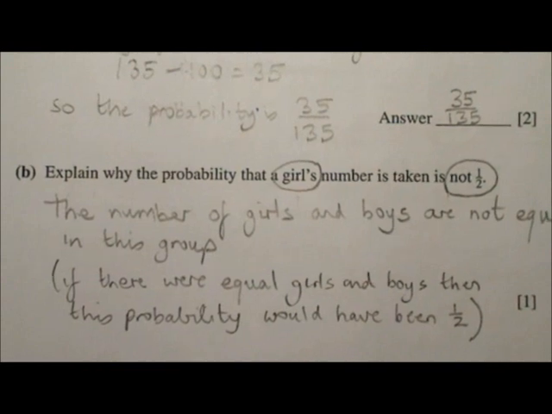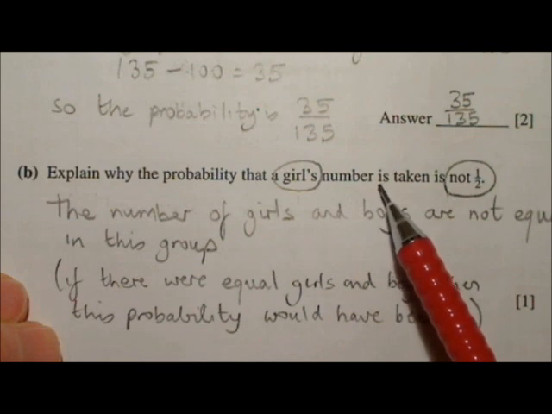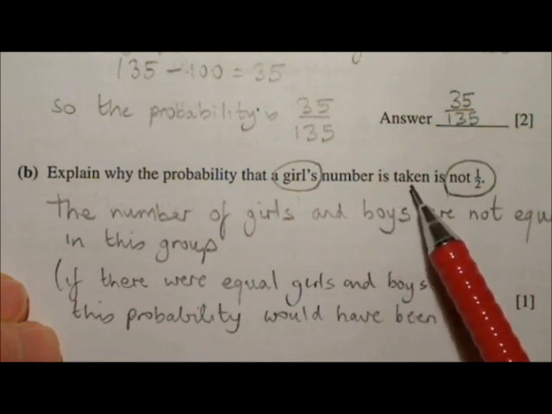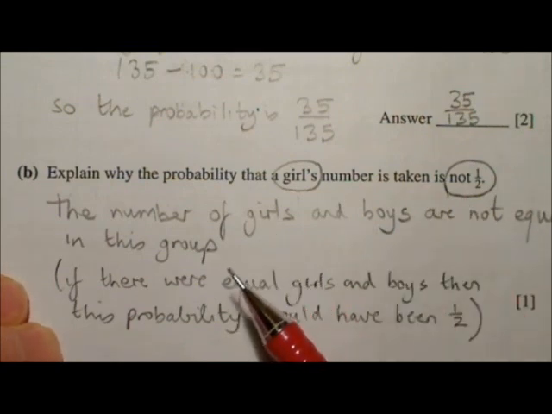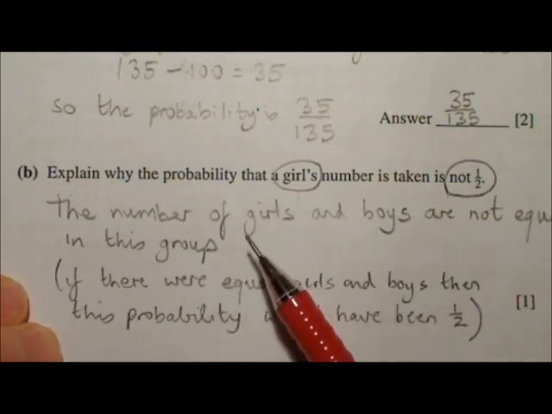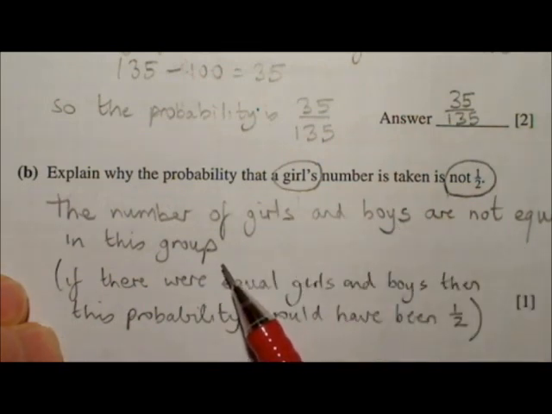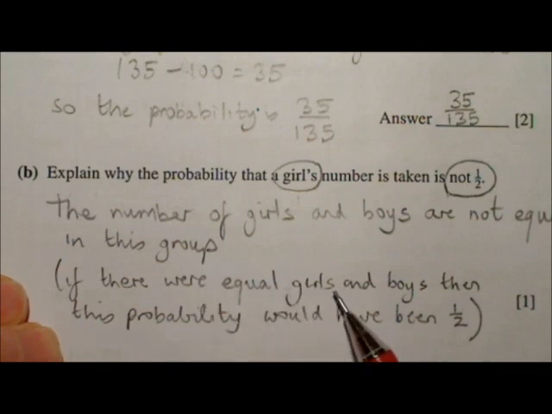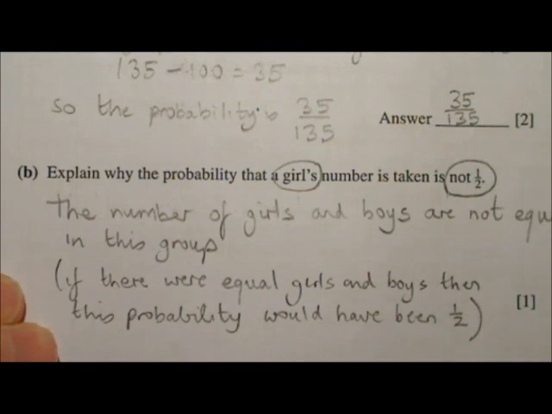Okay, the second part then is explain why the probability that a girl's number is taken is not a half. So the reason why this would be not a half is because the number of girls and boys are not equal in the group. Because if there were equal girls and boys in the group, then the probability would be exactly a half. So if it's not a half, this must mean that there must be different numbers of girls and boys. In other words, they're not equal.